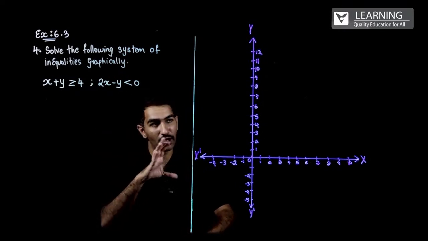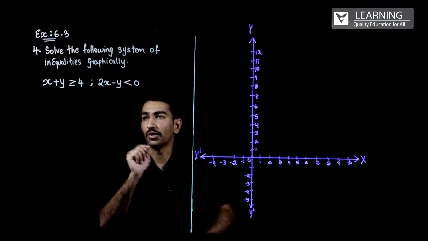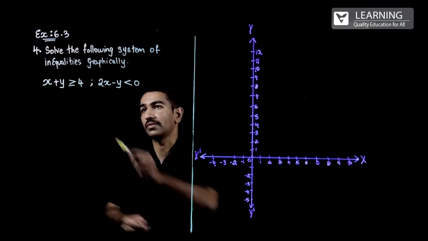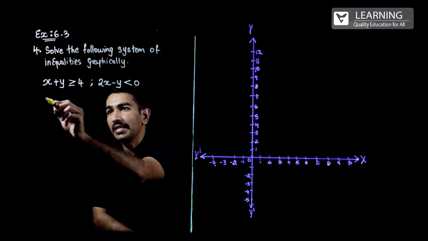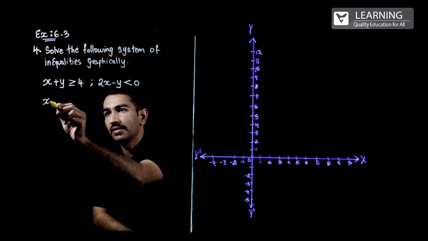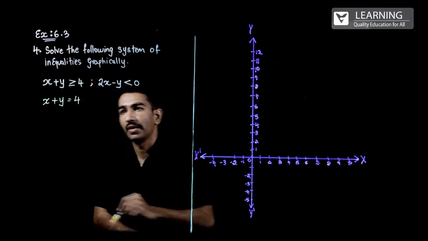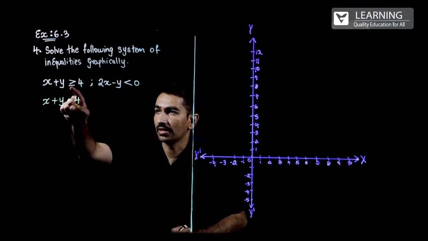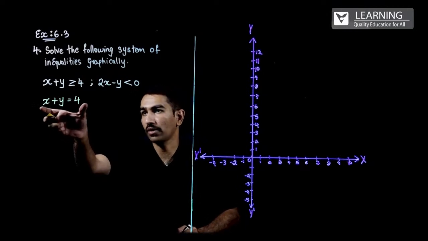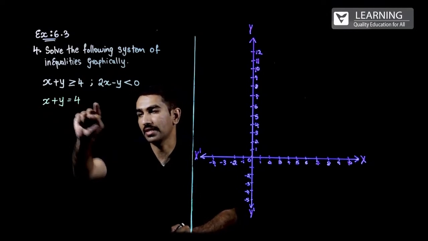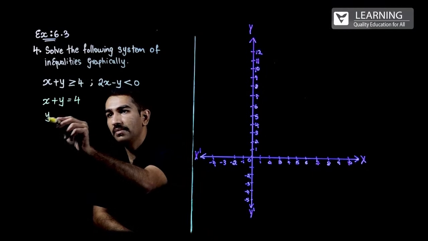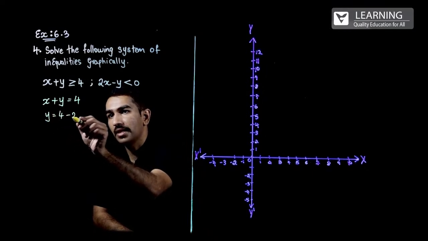So you have to actually draw this on the graph first. To draw this on the graph, we will take this first. Equal to is there, right? X plus y is equal to 4. Whether equal to is given or not, to draw the graph you have to always take it like this. Now send x on that side. So what will y become? Y will become 4 minus x.